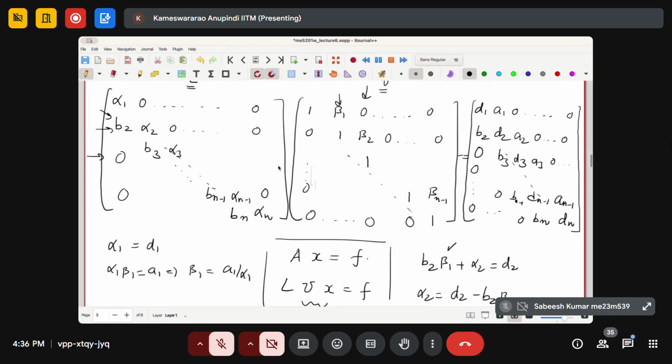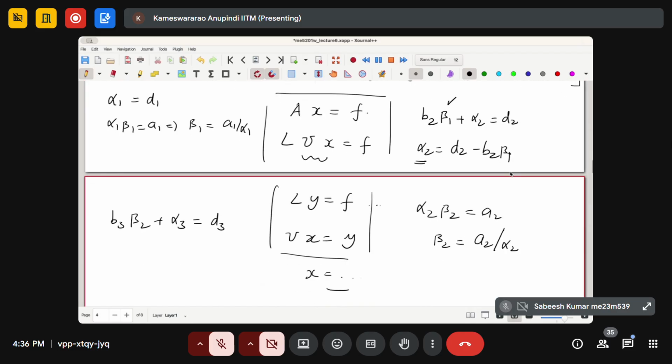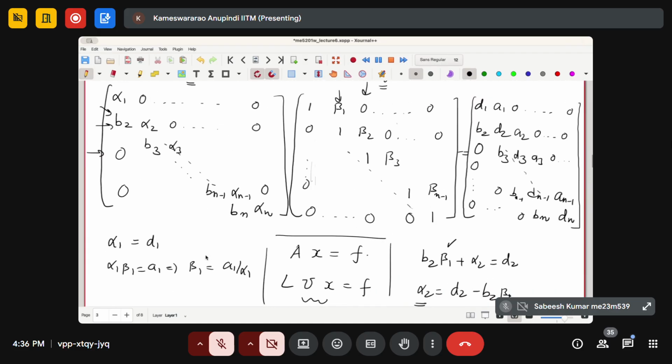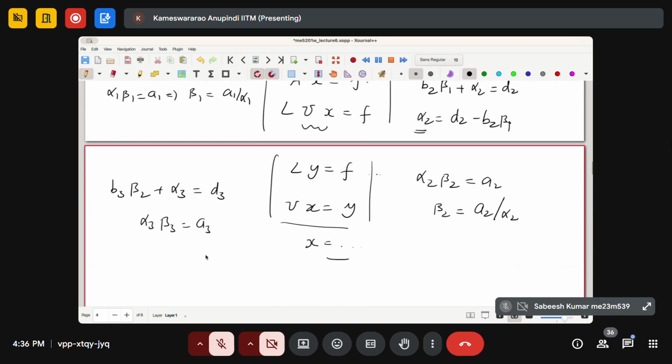And then similarly, if I do third row with the fourth column, that's going to give me alpha 3 beta 3 equals A3. Alpha 3 beta 3, yes. So alpha 3 beta 3 equals A3, which means my beta 3 is going to be A3 by alpha 3. Fine. So we already see a pattern here.